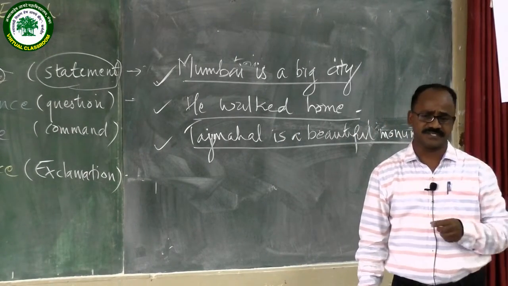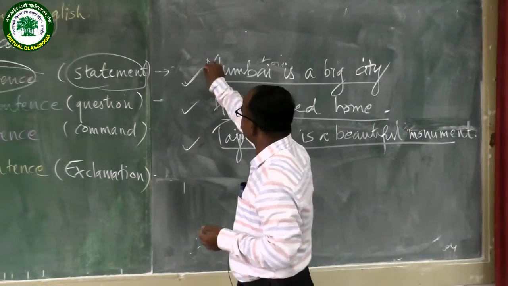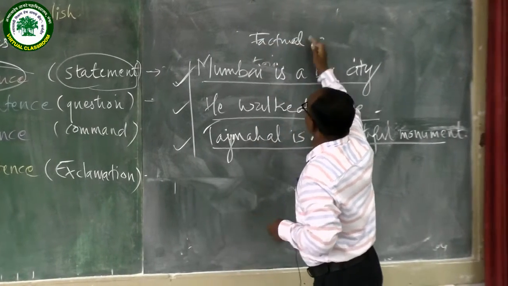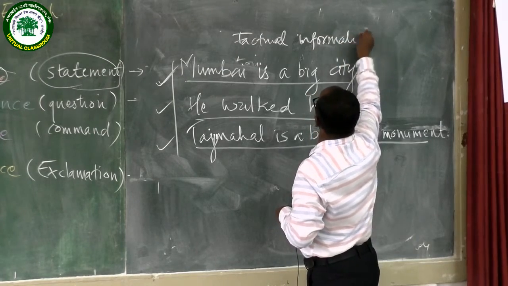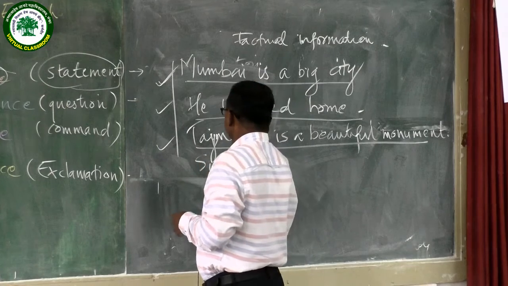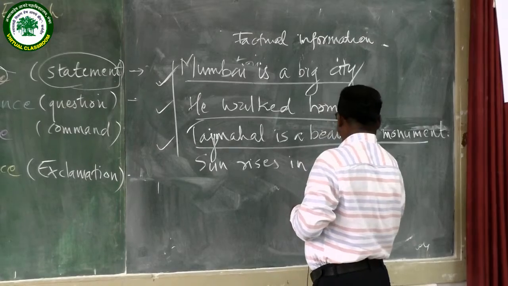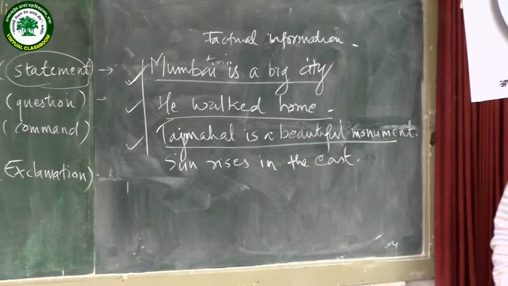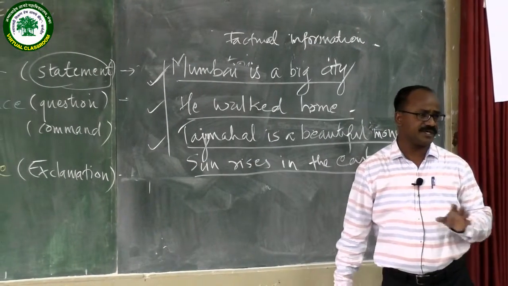There are thousands of sentences which can be used as statements, and for this purpose we need to just note that it talks about factual information, or facts or truth, etc. Look at the sentence like, sun rises in the east. Now this statement is also a declarative statement because it is talking about the fact that the sun rises in the east. Okay, is it clear?